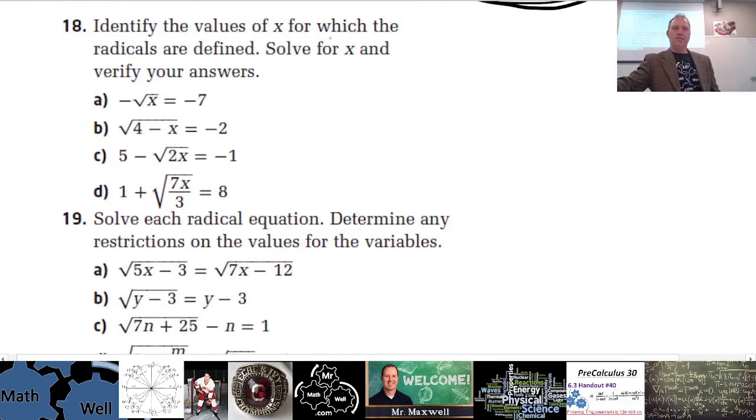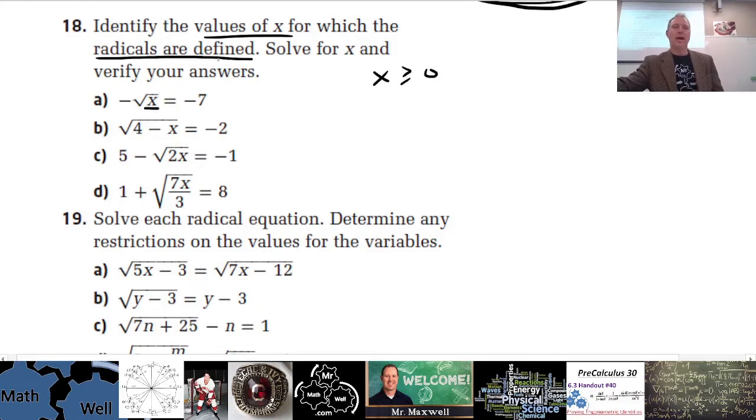Identify values for x for which the radicals are defined, solve for x, and verify your answers. So the values for x for which the radicals are defined means to identify the restrictions for x that will cause this to be real number answers. So here x has to be greater than or equal to 0, because that's what's underneath the root sign. I don't have to solve for x because it's already solved for. So there's my definition of my variables that makes this a real number answer.